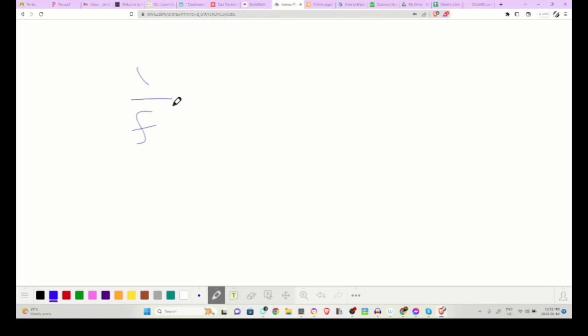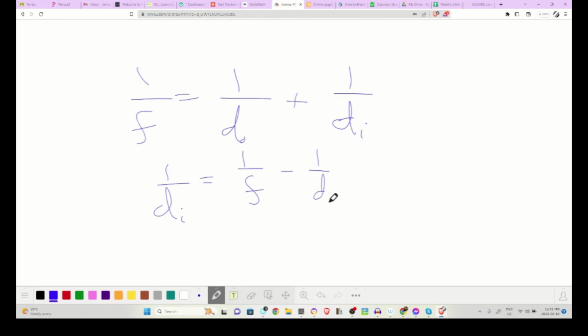So our 1 over f is 1 over dO plus 1 over di. I apologize in advance if I misremember any of the formulas. I didn't bring the formula sheet home with me, so I'm working purely by memory here. So the reciprocal of di would be 1 over f minus 1 over dO. So that's 1 over 2.98 centimeters minus 1 over 5.00 centimeters.